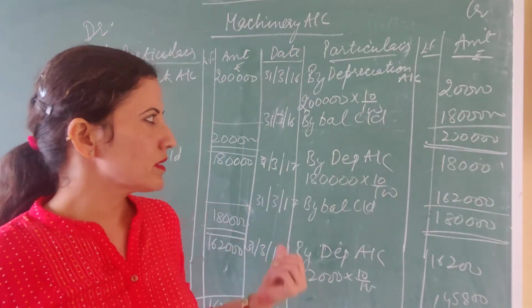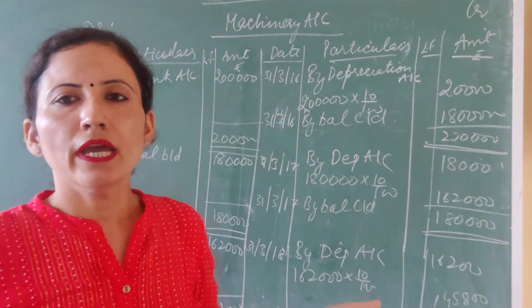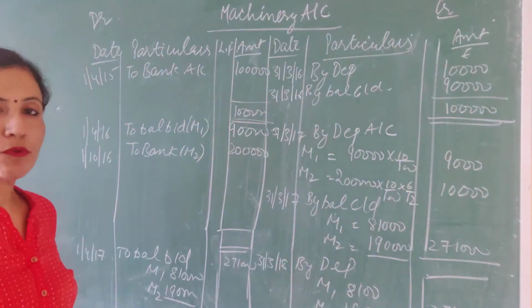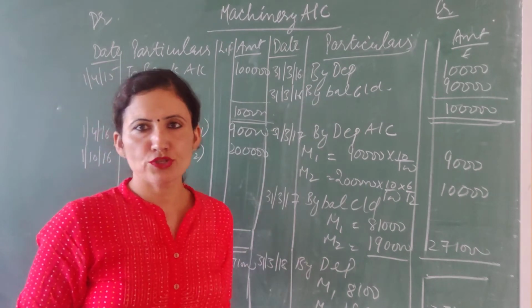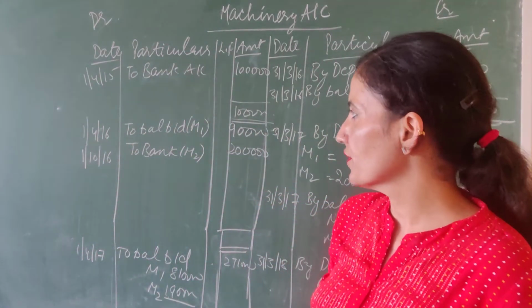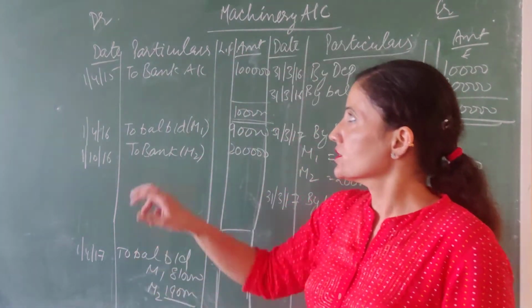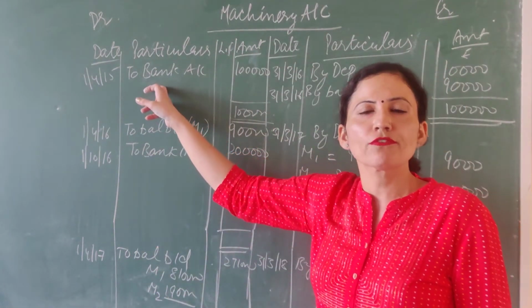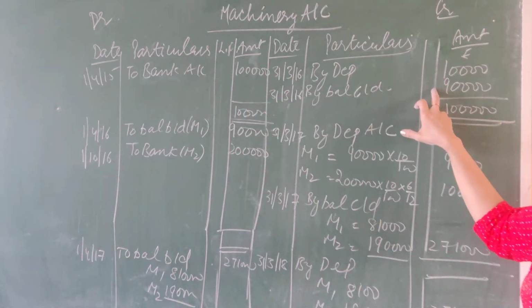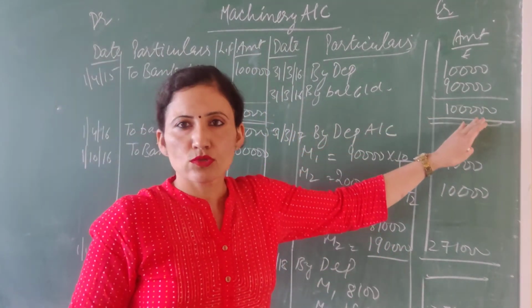Now next we will solve the purchase of more than one machinery. Now in this problem I have purchased two machines. One is on 1st April 15 and the other is on 1st October 16. So how will I treat it, let's see. First, on 1st April 15 I have written to bank, and the depreciation comes out 10,000. Clear? So the rest is your 90,000 balance.